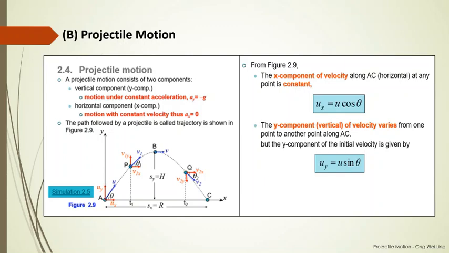Projectile motions consist of two components: vertical components, y components, and horizontal components, x components. From figure 2.9, the x component of velocity along AC at any point is always constant. Therefore, ux equals u cosine theta, whereas the y component of velocity varies from one point to another along AC, and uy equals u sine theta.